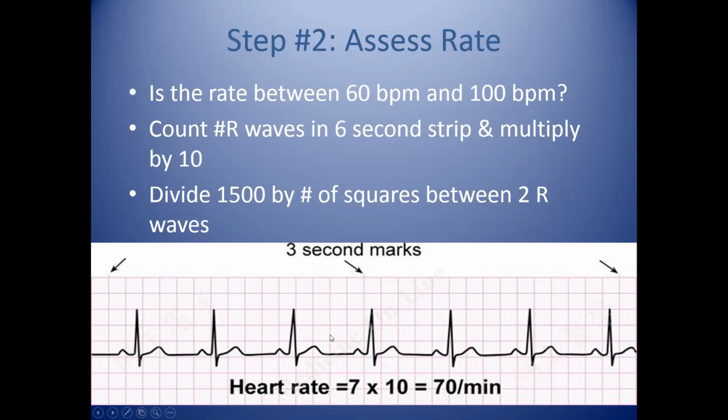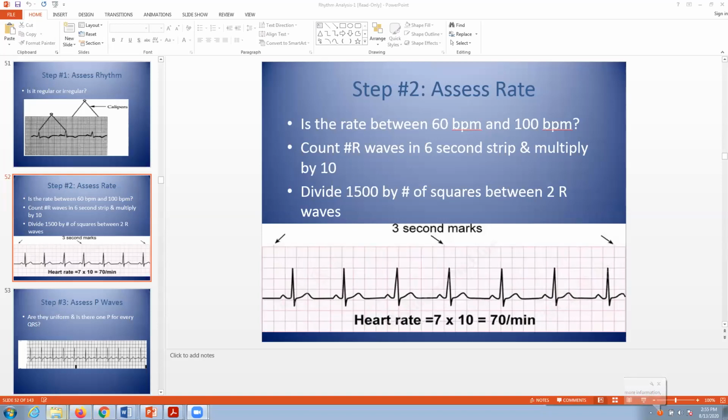If I want to know the exact amount, then I'm going to count the number of little boxes in between 2 QRSs and divide 1500 by that number. So let's look at this one. This one starts right on the line, so this will be easier to count, right? So that's 5, 10, 15, 20, about 23 little boxes. So if you were to take, let me see if I can get the calculator up. Let's see.